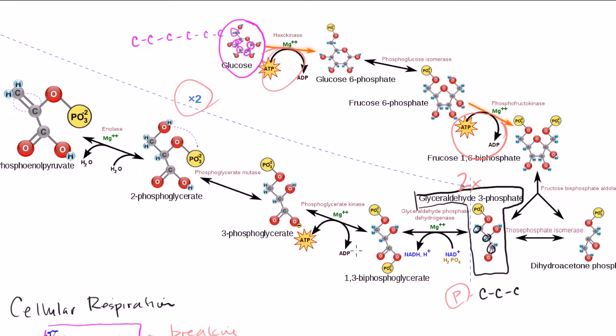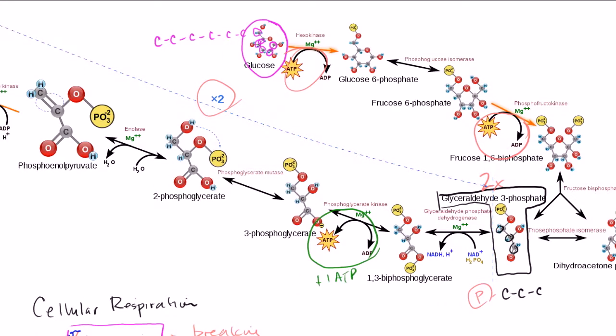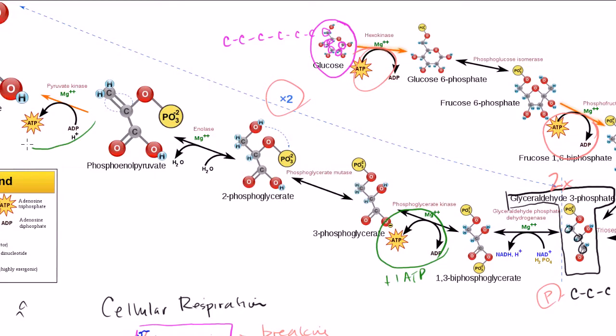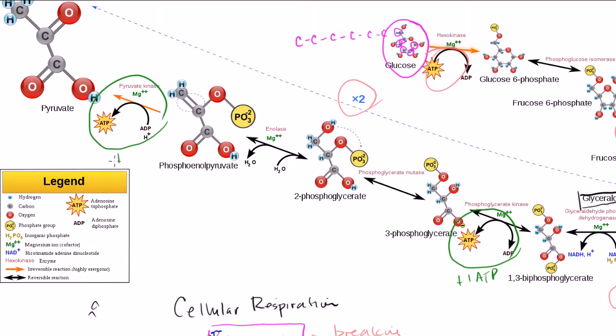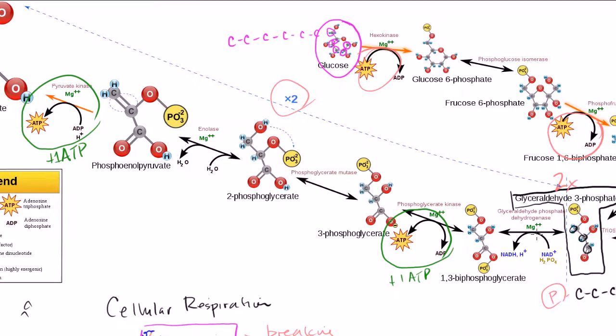And say, okay, look here. There's going to be an ADP turning into an ATP there. So this is +1 ATP. And then we see it again happening here on our way to pyruvate. Right there. Then we have another +1 ATP. So for each of the PGALs, or the phosphoglyceraldehydes that were produced, we're producing 2 ATPs in the payoff phase.